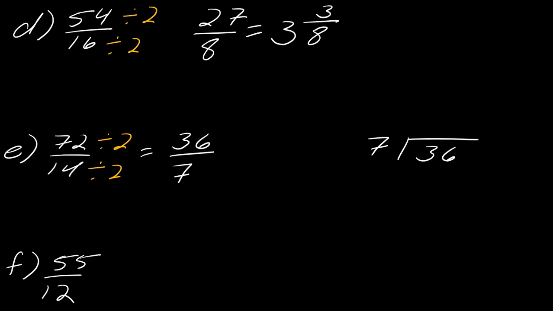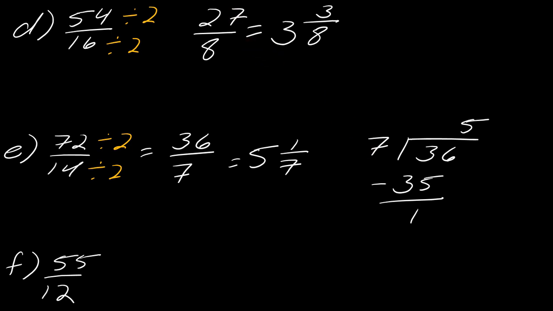Okay, and so now, 7 will go into 36 5 times in total. So 5 times 7 is 35. So I can subtract that off. There's my remainder. So this will be 5 and 1/7. So again, it's this number, and then this part and this part make the fraction.